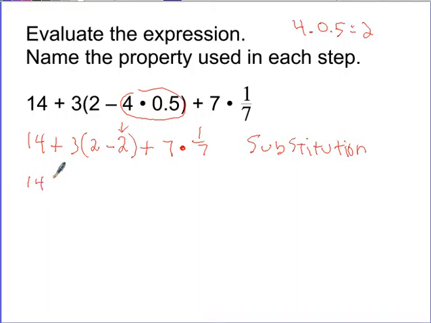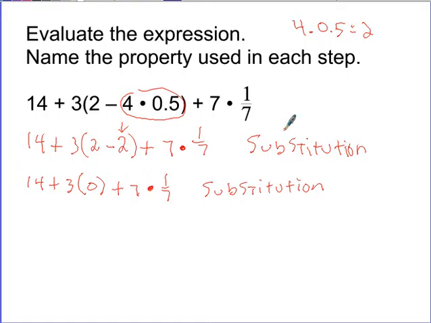So 14 plus 3 times, what's 2 minus 2? 0 plus 7 times 1/7. Okay, what property did I just use? Substitution, once again, okay? Substitution. Okay. Now things are going to get a little more interesting. All right. Look at this. Look at the expression I have. What do I need to do next?